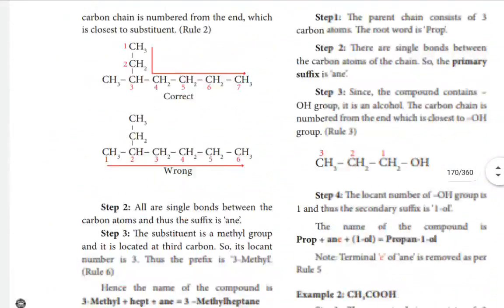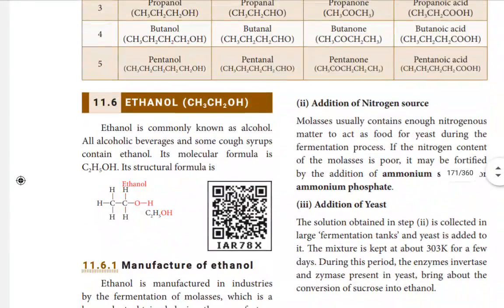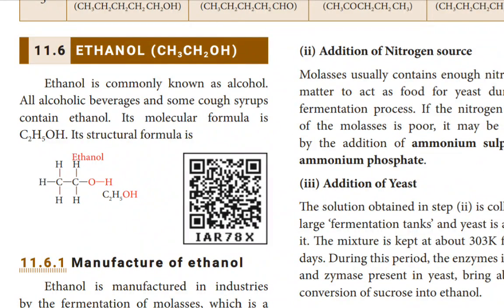Next, now we are going to study about ethanol. Ethanol is commonly known as alcohol. Generally, when you talk about alcohol, it refers to ethanol. Normally, all the alcoholic beverages contain alcohol. Also, some cough syrups like Benadryl contain a certain amount of alcohol, that is in the form of ethanol. All the beverages in our Tasmac shops also contain alcohol.